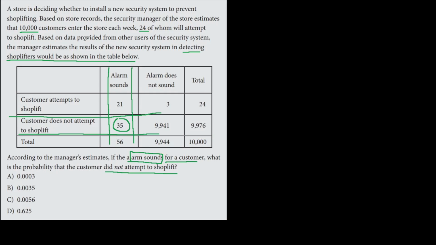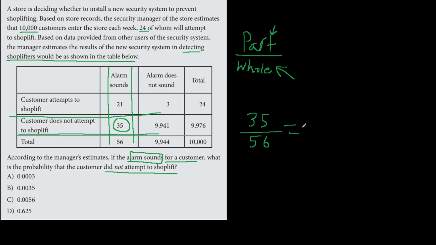If the alarm sounds, in total in a week, the alarm will sound 56 times. So that's our whole. When you deal with probability, it's the same thing as fractions. It's just part over whole. What is the chance that you got over the total number of chances? So now all we have to do is put this part, 35, over the whole of 56, and if we put that into a calculator, we get 0.625.